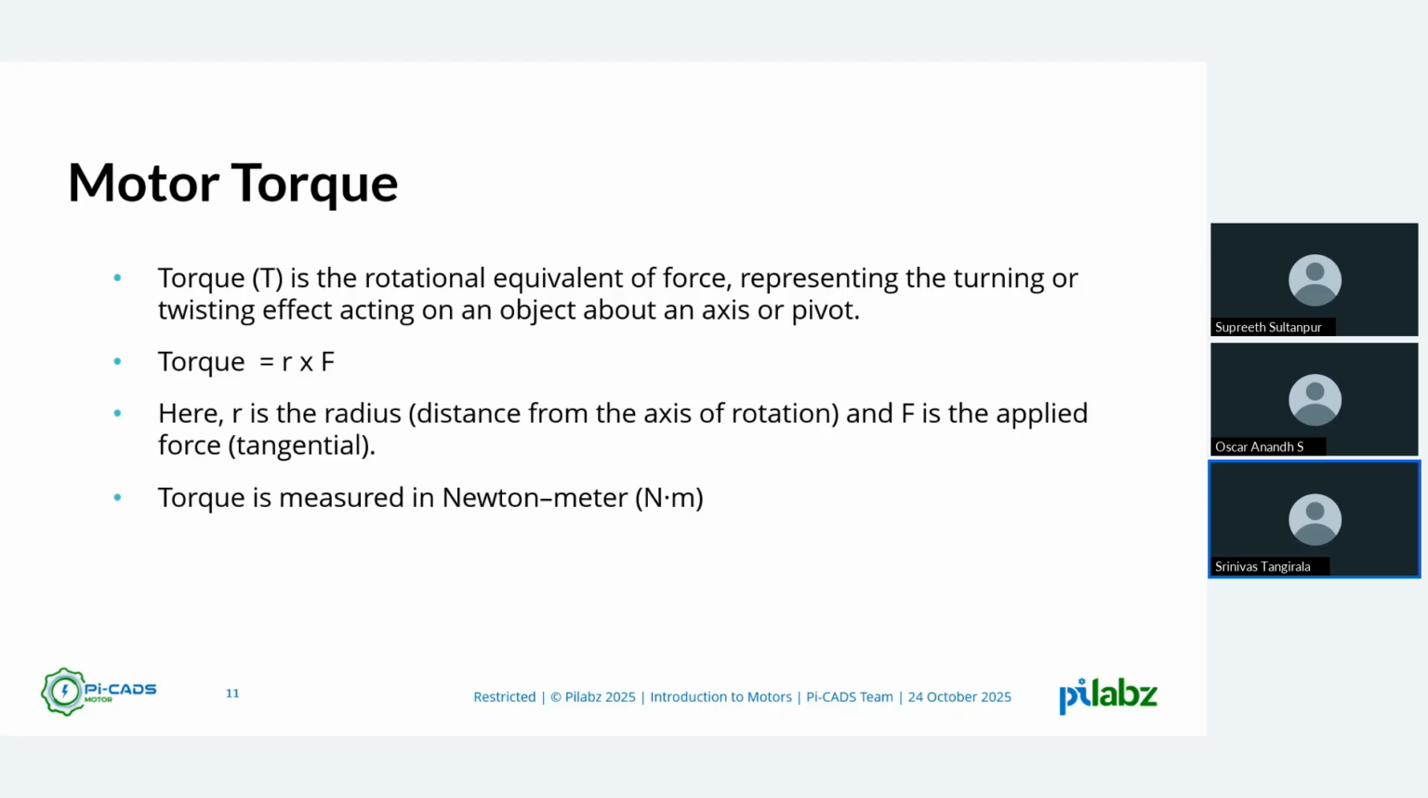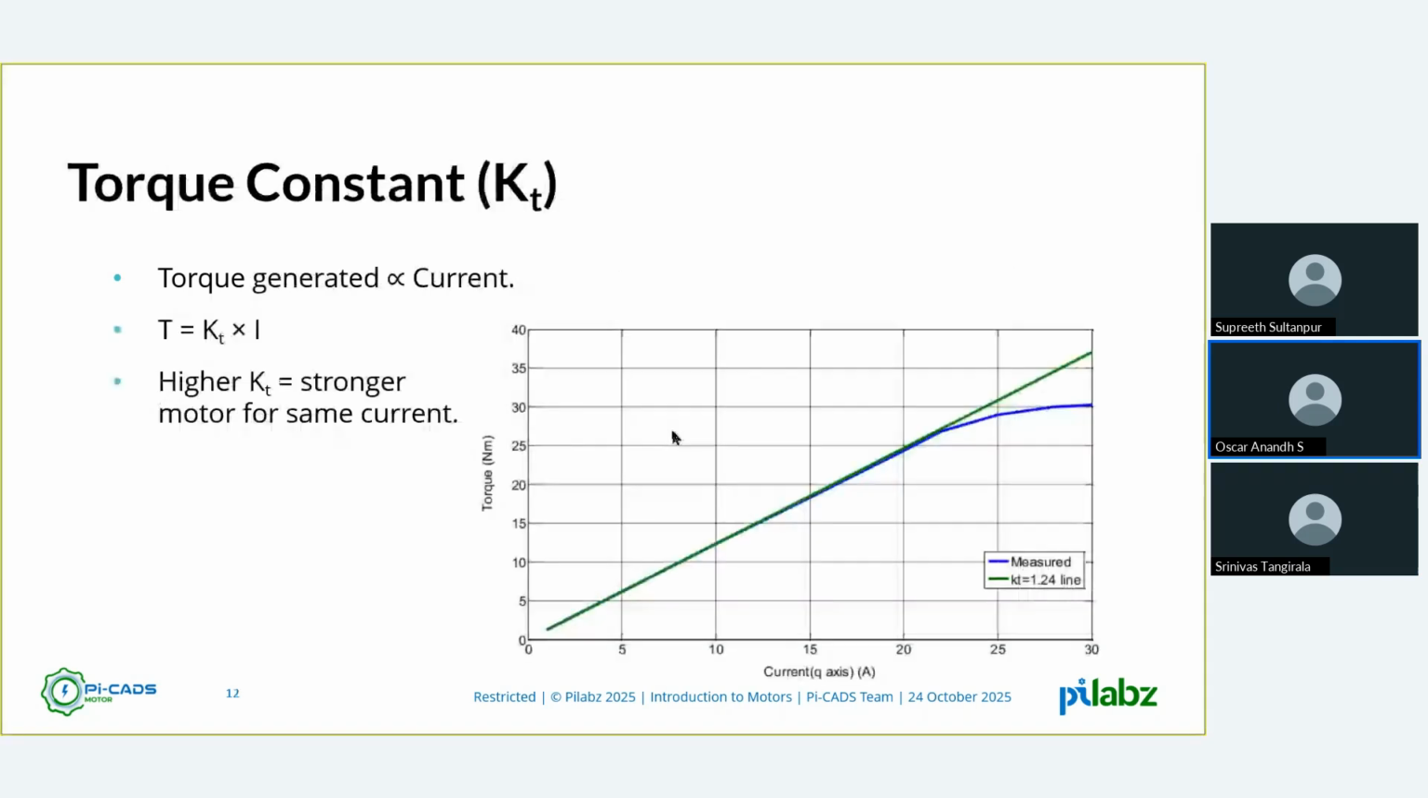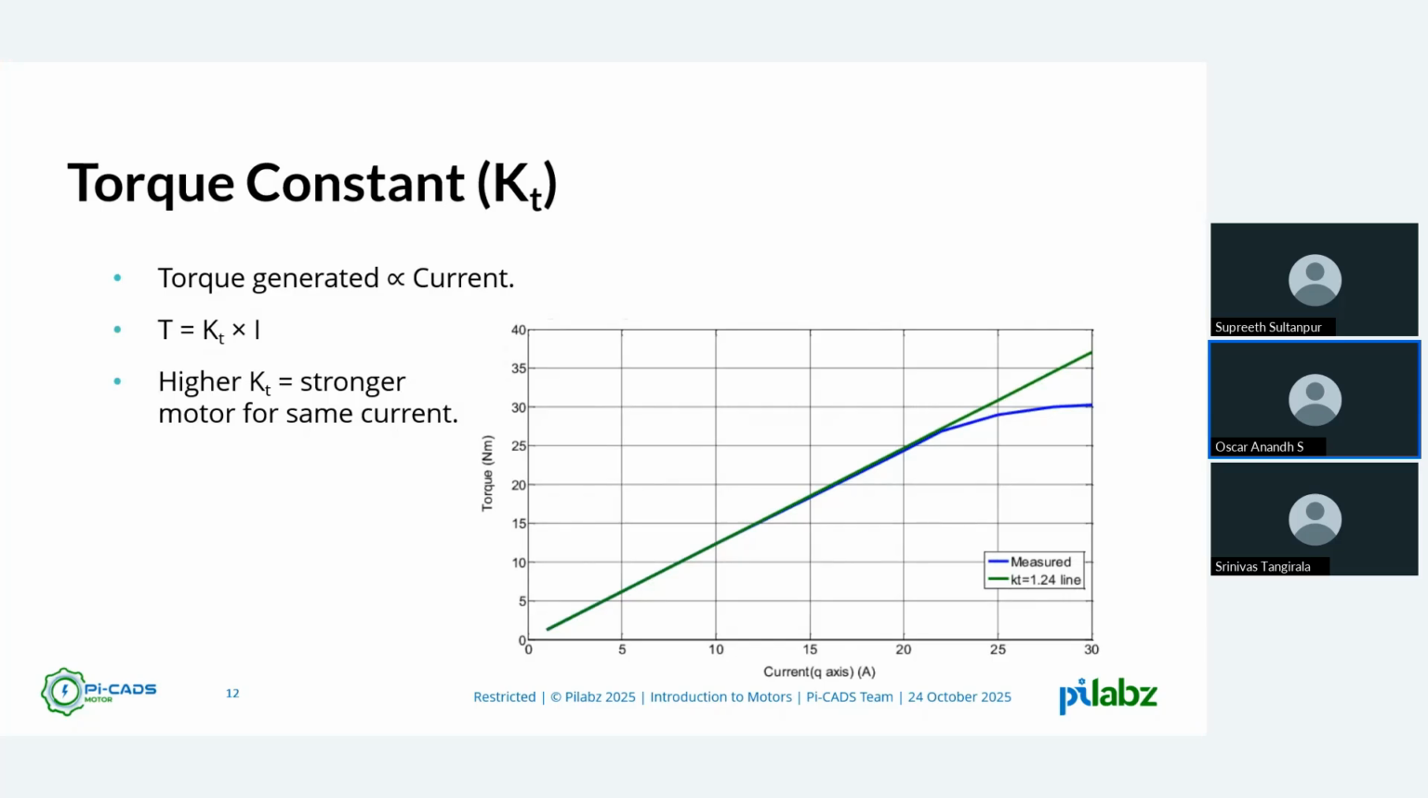Okay, continue, Oscar. Yes. And next, we'll see about KT, which is the torque constant. It tells how much torque a motor can produce for each ampere of current. When the torque constant is high, the motor gives more torque for the same current. When the torque constant is low, the motor needs more current to produce the same torque. In simple words, it shows how strong the motor is when current flows through it.